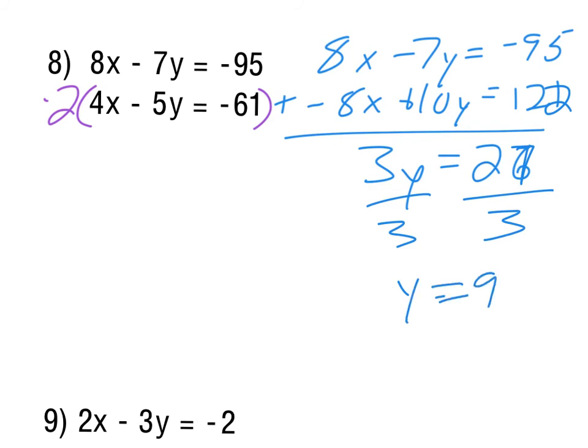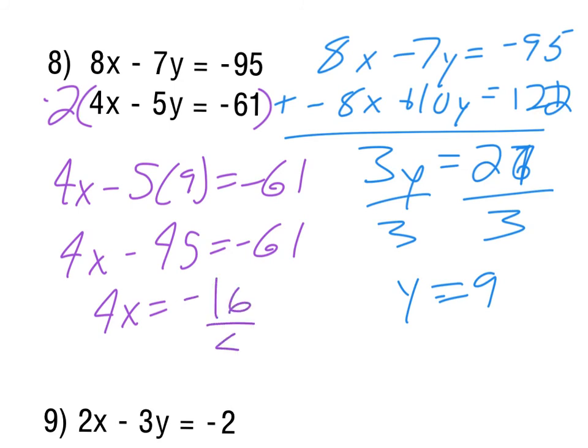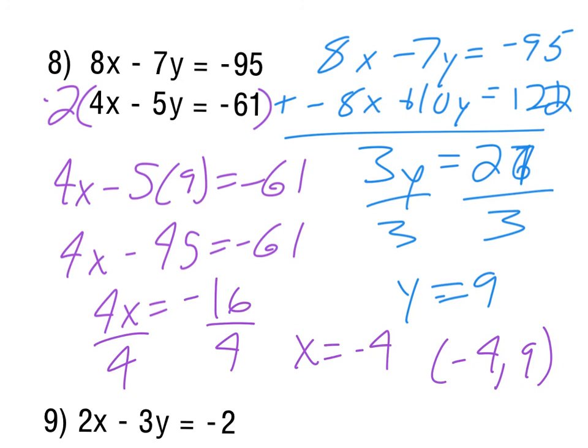Once we figure out that y is 9, we can plug that back into either of these original two equations to find x. I don't think it'll be too big of a difference, but I'll go ahead and use the second one. So 4x minus 5 times 9 equals negative 61. So you get 4x minus 45 equals negative 61. Add the 45 to both sides, I get 4x equals negative 16. Works well. When I divide by the 4, I get x equals negative 4. So as an ordered pair, my solution is negative 4, 9.